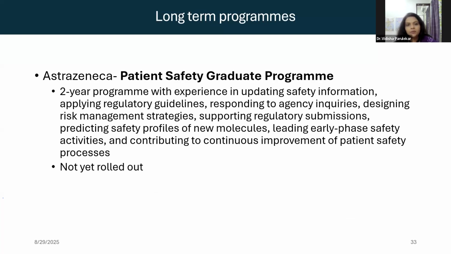AstraZeneca has come up with a patient safety program. However, this program is not yet rolled out, but it's just a 2-year program in updating safety information, regulatory, etc. Industry-related programs like these are very helpful because they give you a true picture of what is done in industry. And there is another Parexel-led program with Chitkara University. It's an MSc in Clinical Research and PV. You can check the Chitkara site for that as well.